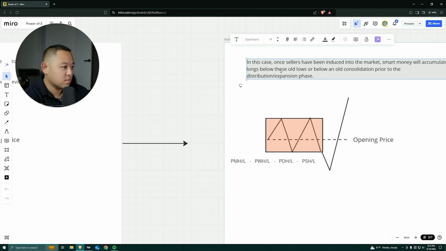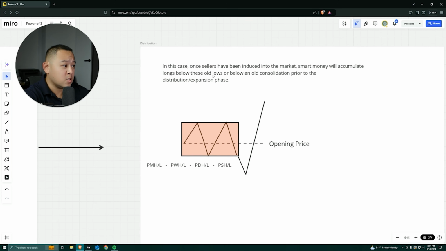So distribution. In this case, once the sellers have been induced into the market, smart money will accumulate longs below these old lows or below an old consolidation prior to the distribution or expansion phase. All right, so this is exactly where smart money is going to accumulate their longs. This is where dumb money has their stops. So dumb money will have their stops resting below the low, and then they'll be induced into the market.